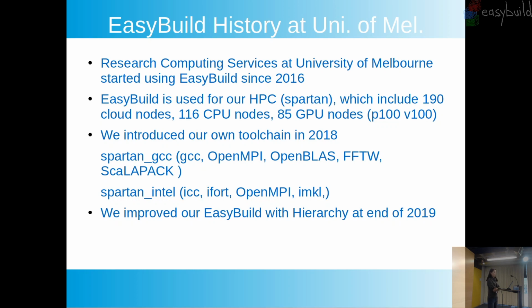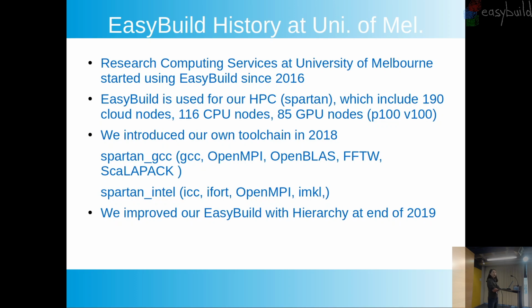EasyBuild is used for our HPC named Spartan, which includes 119 cloud nodes, 116 CPU nodes and 85 GPU nodes, which are a mix of P100 and V100.